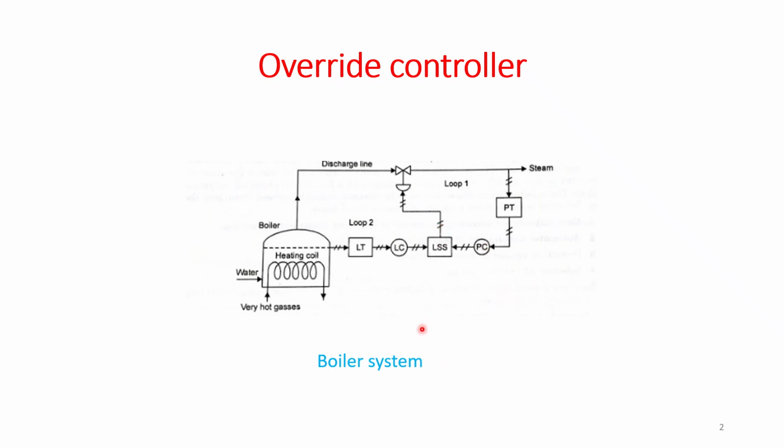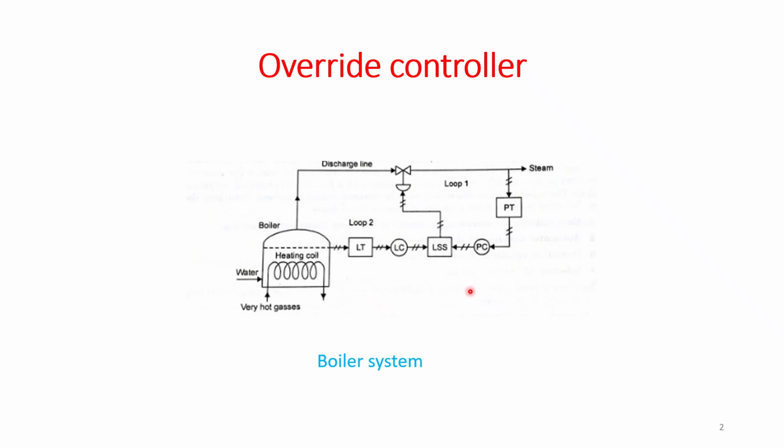Let's take an example of a boiler control system. In the boiler control system, we need to maintain a certain level of water in the boiler. At the same time, we need to maintain the pressure of the steam coming out from the boiler also. If we do not maintain the level of water in the boiler, what will happen? The coil will burst, then accidents will happen. So we need to always maintain some level of water in the boiler.